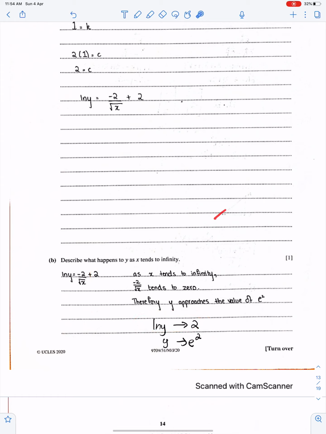Remember this. Constant upon infinity is 0. So this fraction will be 0. So ln y will tend to 2 and y will tend to e power 2 because of the index form. The base of ln is e, so y will become e power 2. This will become 0.